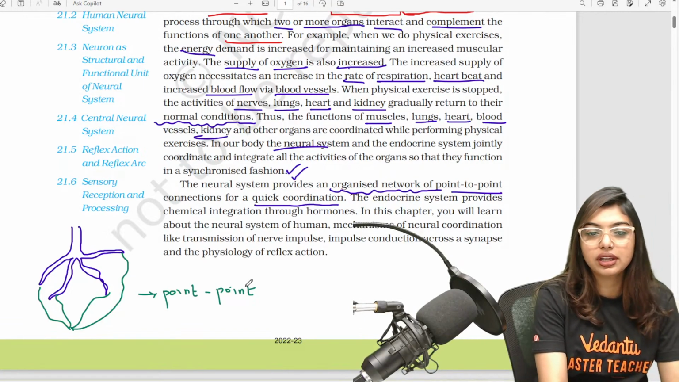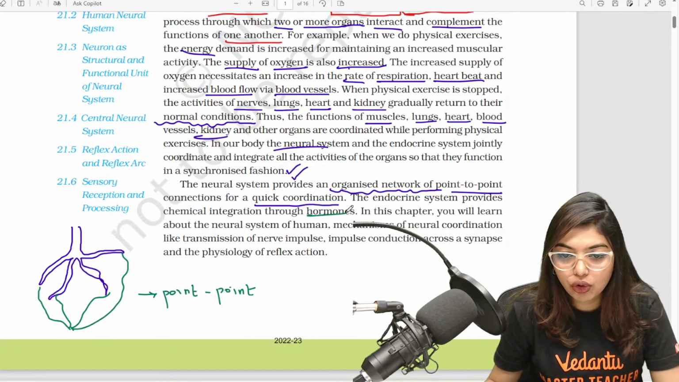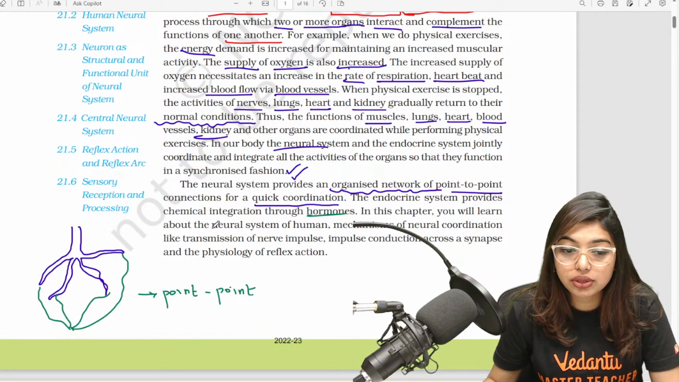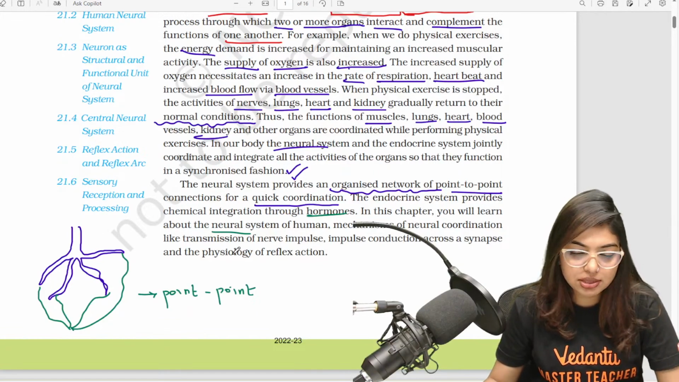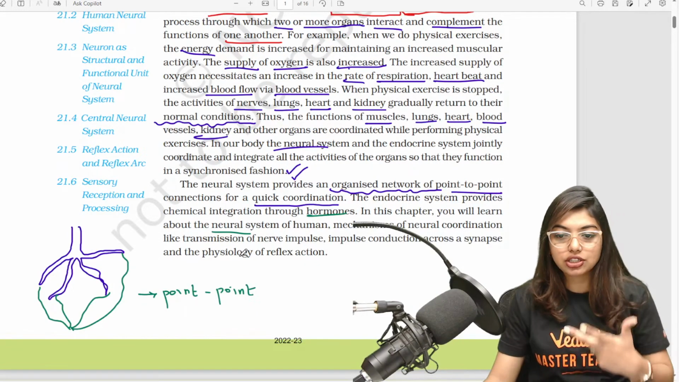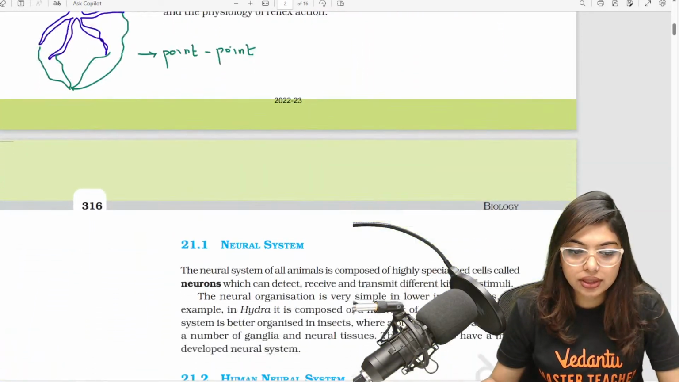It's visible. Okay, fine. Now the endocrine system provides the chemical integration through hormones. In this chapter, you will learn about the neural system of human, mechanism of neural coordination like transmission of nerve impulse, impulse conduction across a synapse, and physiology of reflex action.